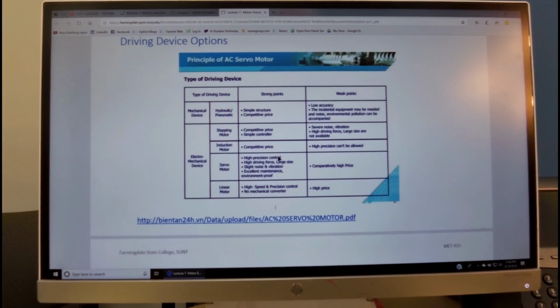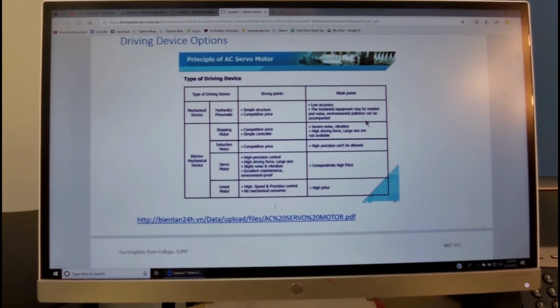They have high precision, they have high driving force, could be large size, they have slight noise and vibration, and excellent maintenance and environmental proof, and comparatively they have a higher price. Linear motors are also high performance. They are being used extensively in Cartesian robots, and they also have relative high price.